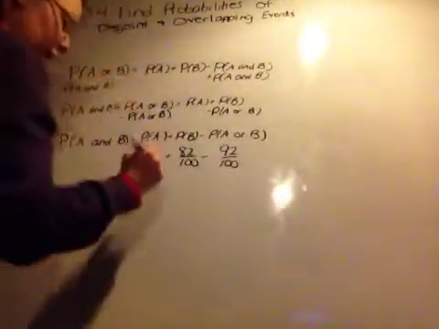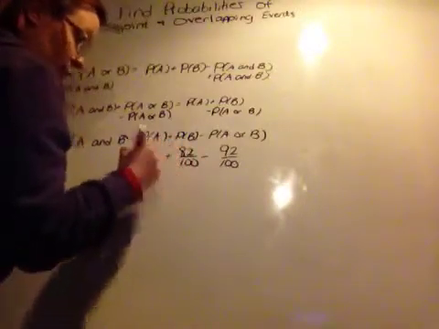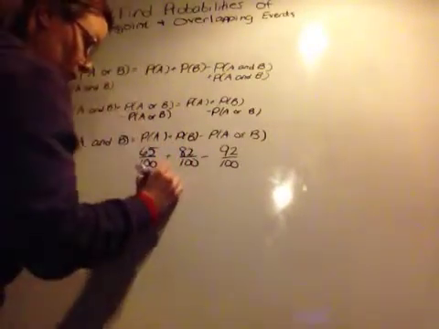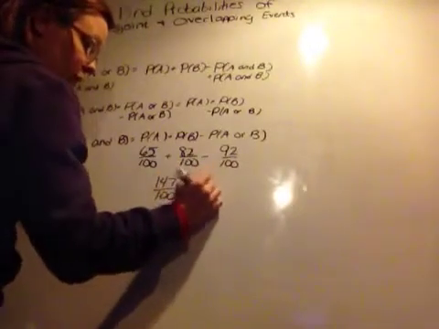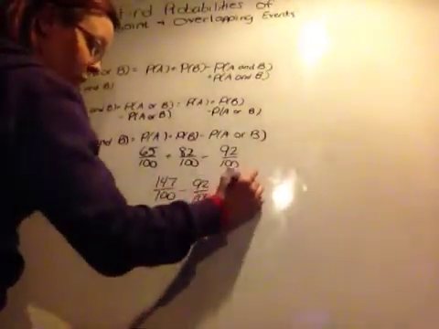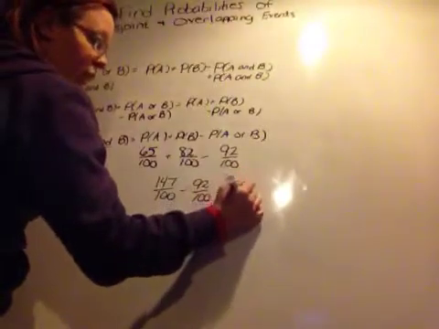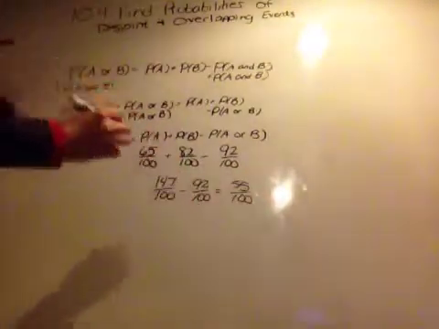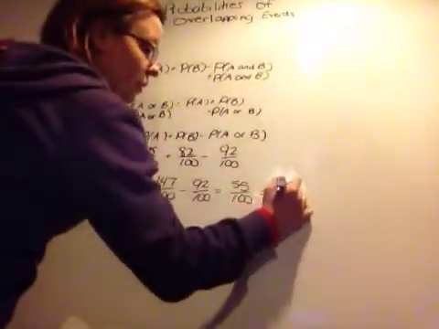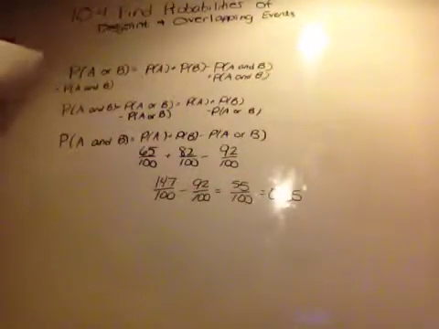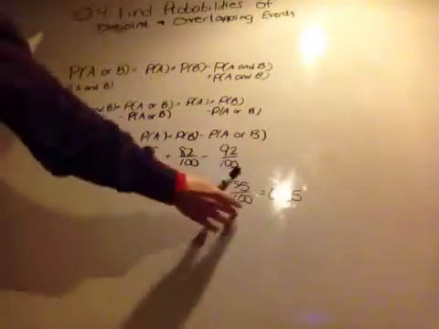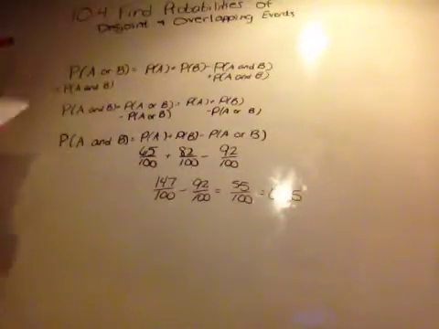So then I'll add these: 65 hundredths plus 82 hundredths is 147 over 100, minus 92 over 100 is 55 over 100, which we can also write as 0.55, or we could say 55%. You could also reduce the fraction and leave it in terms of that.